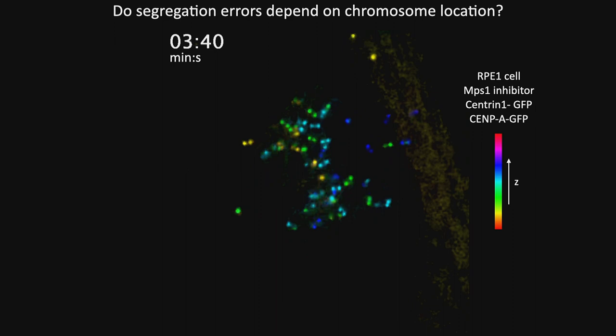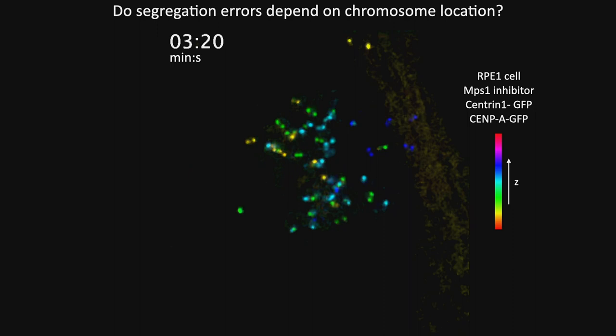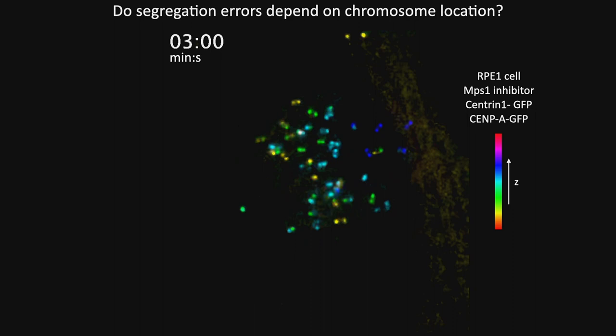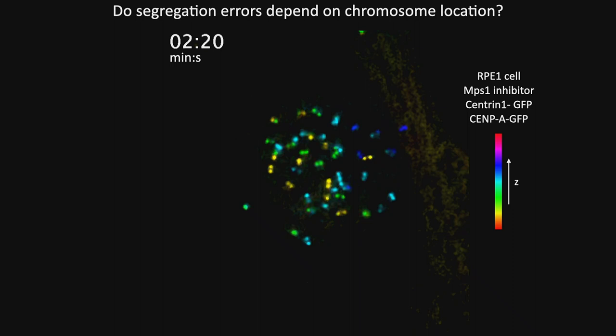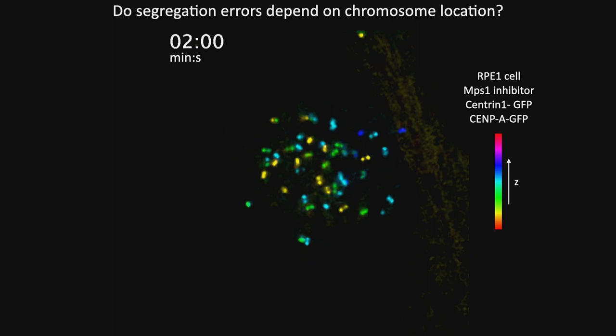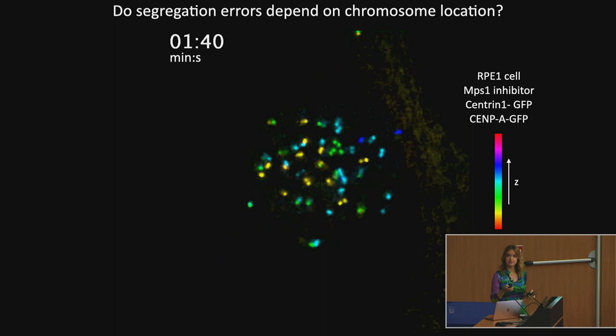MPS1 is an important kinase that is part of the spindle assembly checkpoint and also involved in error correction. This kinase is sometimes not working properly in certain developmental syndrome cases, and then you can see that errors in chromosome segregation appear. You can see this in this cell. For example, when most of the chromosomes are dividing properly, you can see some of them are left behind. And now we use these cells to study whether certain chromosomes make more errors than others.